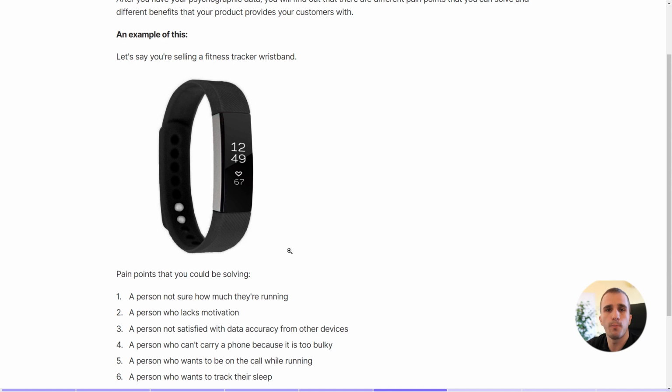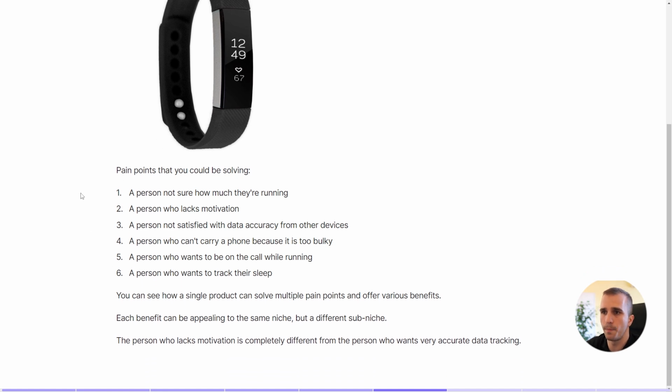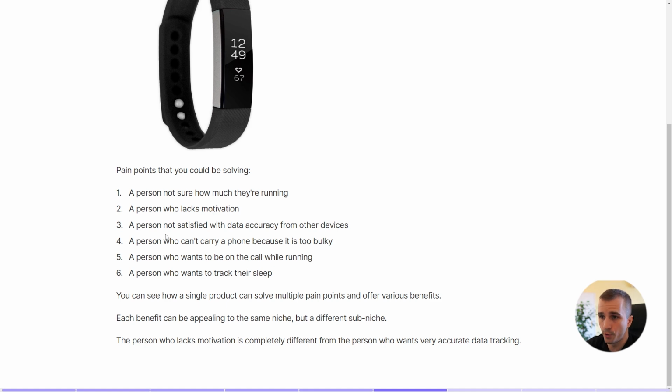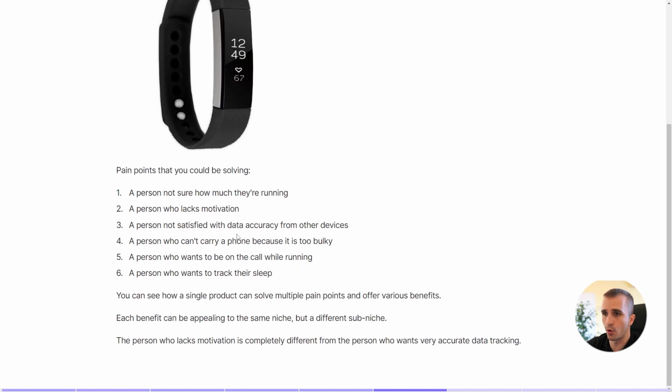What are the pain points that you are solving with this product? What are the problems that people have that you could find a fit for and sell them this product on? You could sell this product to a person who just doesn't know how much they are running. You can sell it to a person who lacks motivation, for example. You can sell it to somebody who is not satisfied with the data accuracy from other devices. You can also sell it to people who don't want to carry their phone.